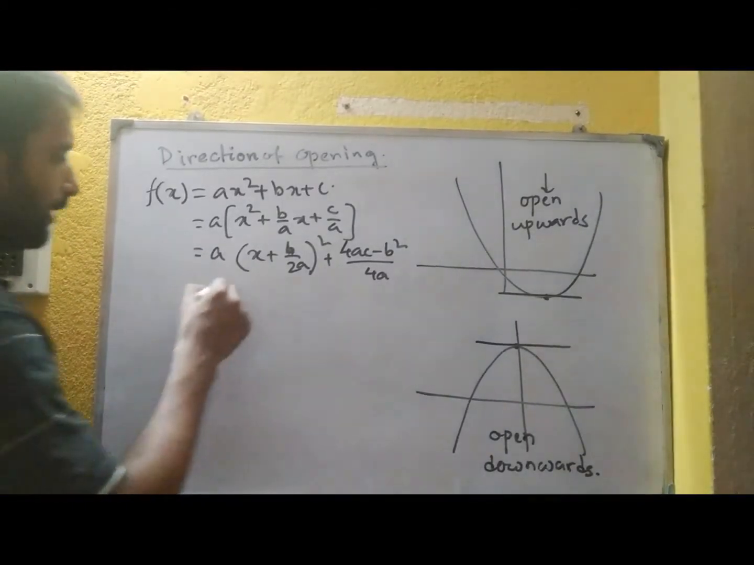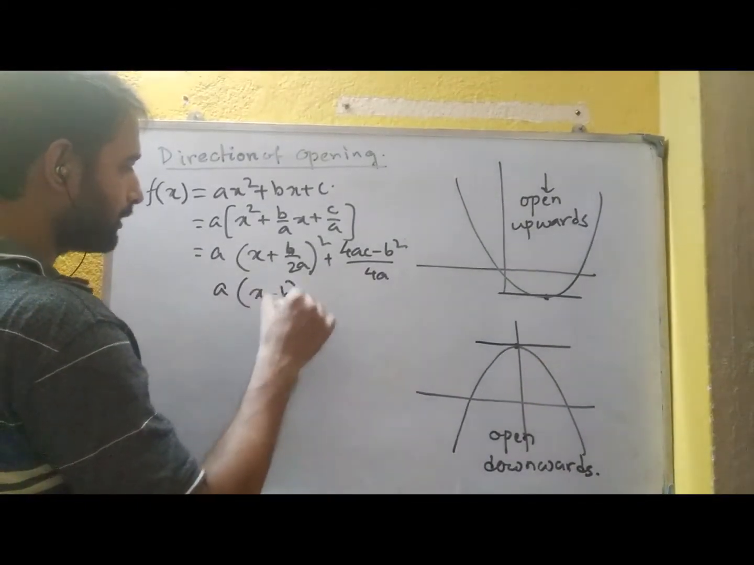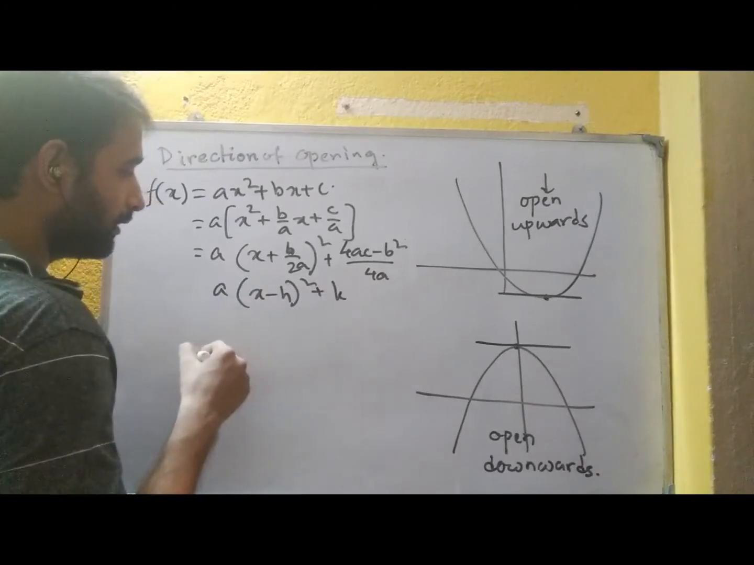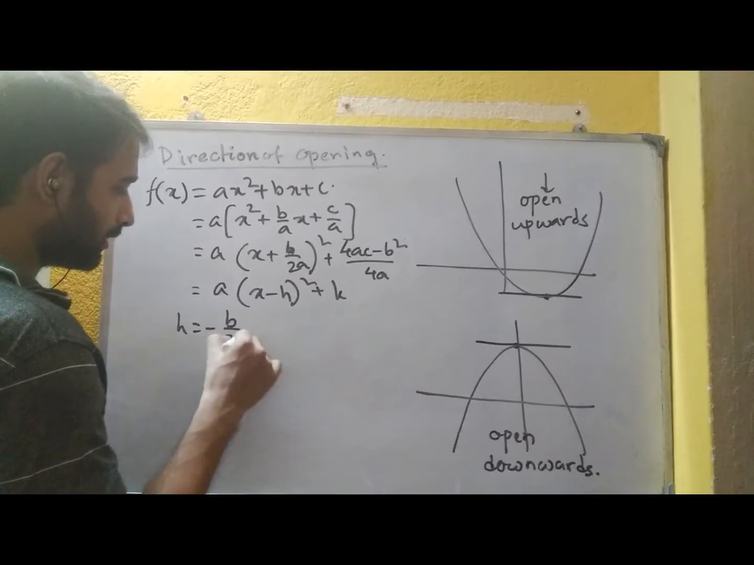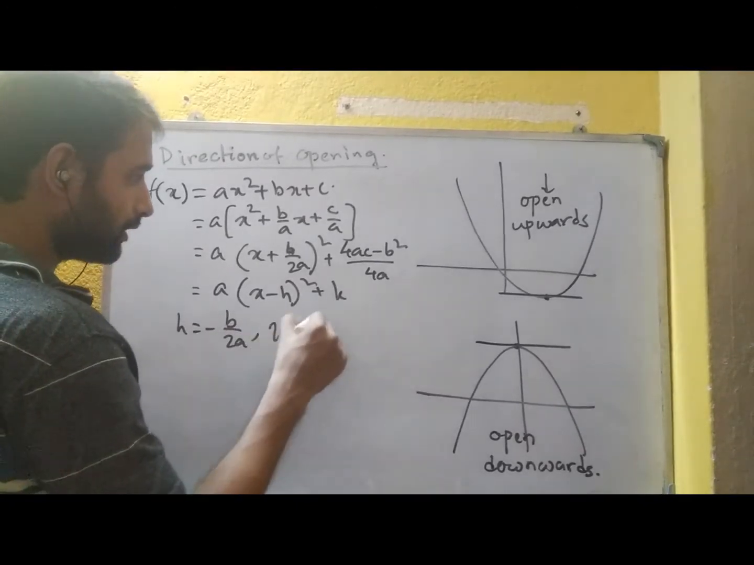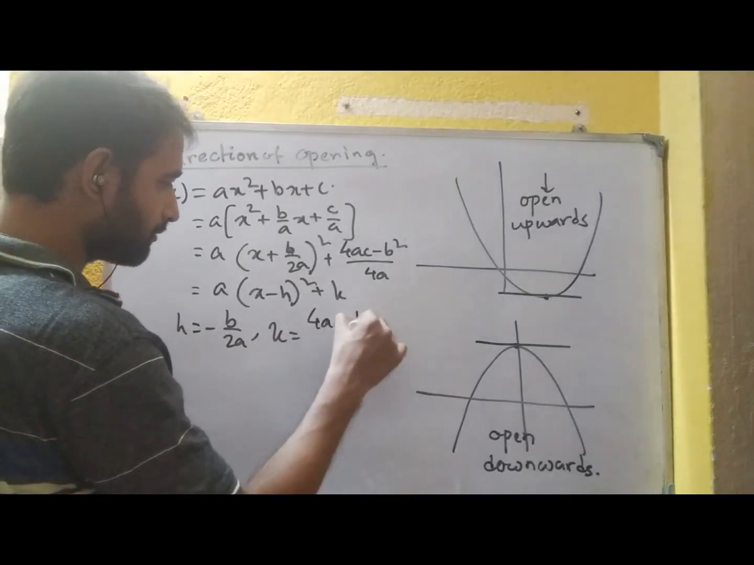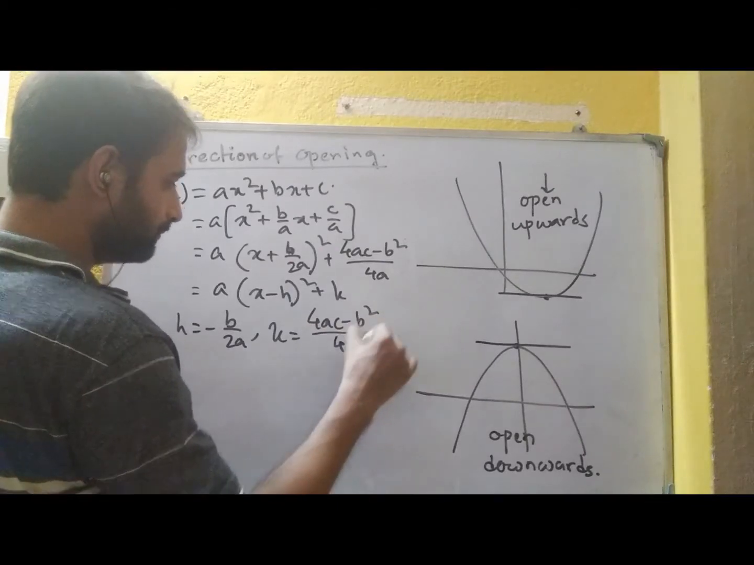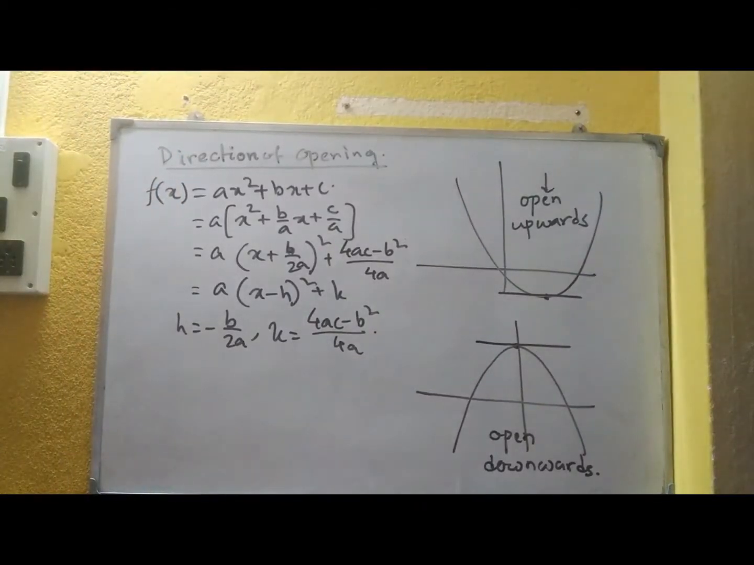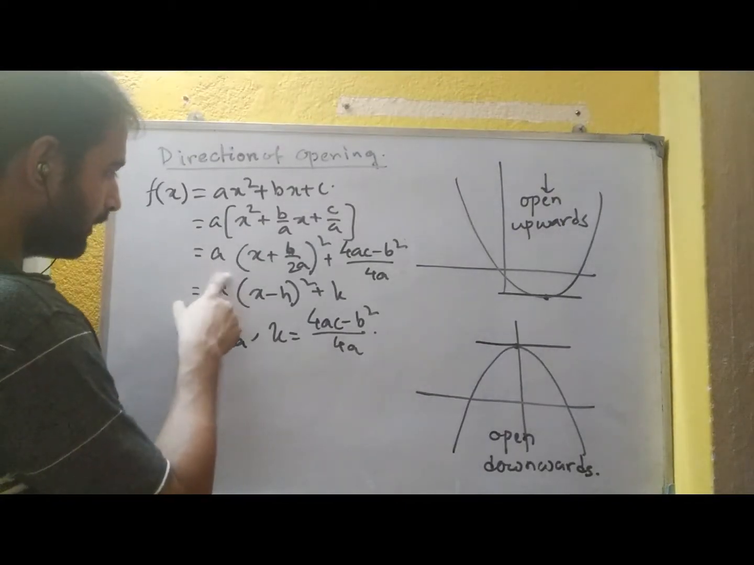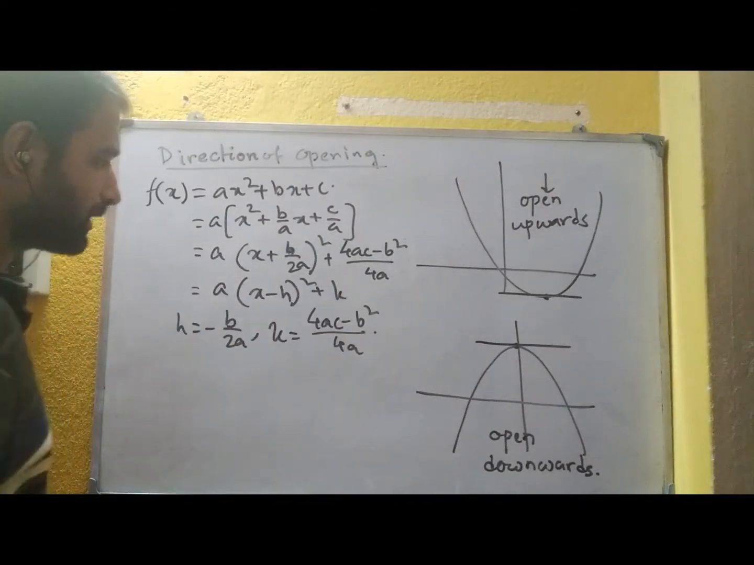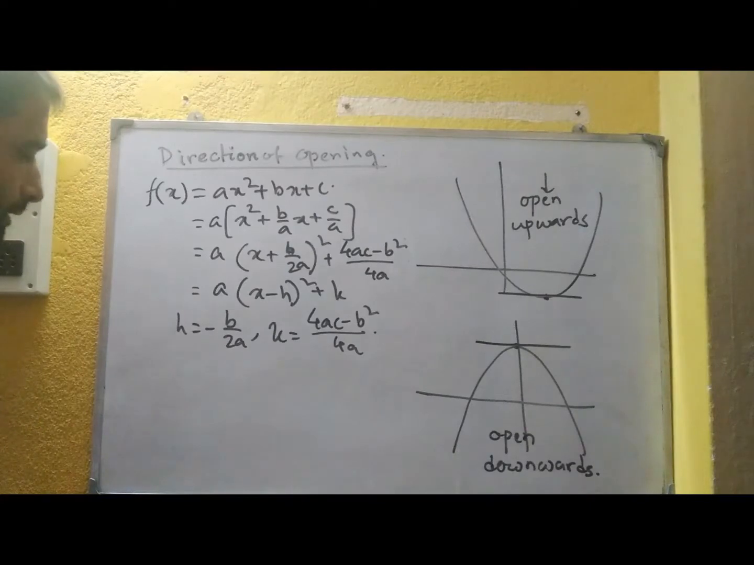See, you can compare it with the expression a(x - h) whole square + k. So if you compare it, you will get h equals minus b by 2a and k equals the whole expression (4ac - b square)/4a. So note this thing. From now we will express this as a(x - h) whole square + k, where h and k are having these values.